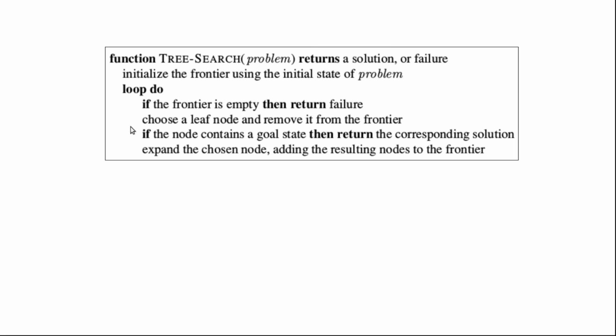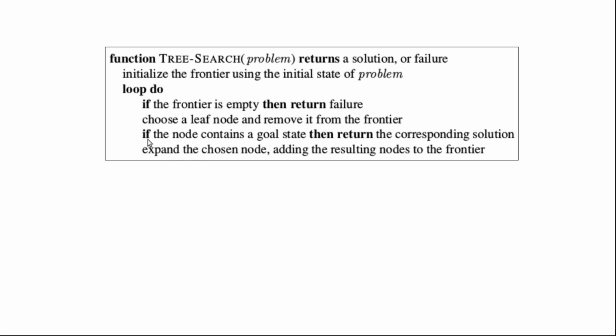Okay, now if you look at the body of this pseudocode, what we are doing is initializing the frontier using the initial state of the problem. So at the very start, our frontier will be in Arad for the example that we have taken. So the frontier will have only one node, and that is Arad. And now we will perform a loop.